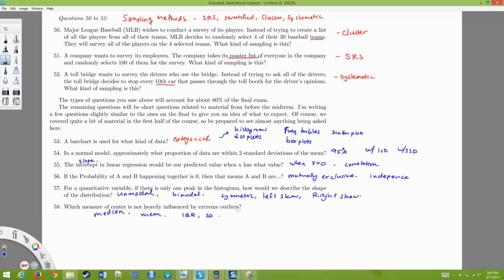So what does the standard deviation do? No, that's a z-score. Standard deviation is a measure of spread. Standard deviation is the typical distance from the mean. What's the IQR? It's the distance between the quartiles, Q3 and Q1.